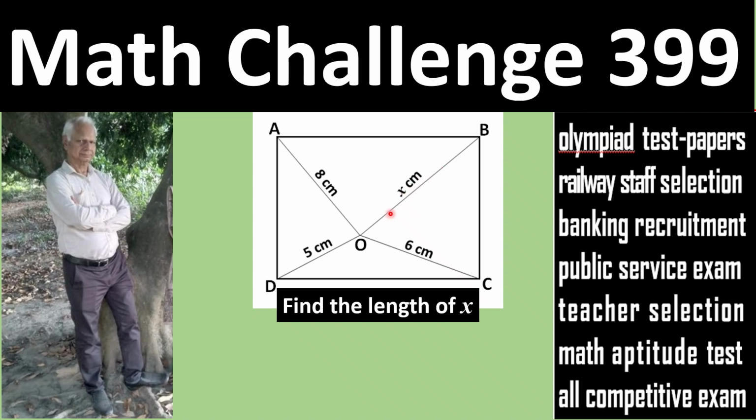So Math Challenge 399: in a rectangle, if a point inside the rectangle, any random point, is joined to all the vertices, what is the relation between the lengths of these line segments? Let us explore in this Math Challenge.